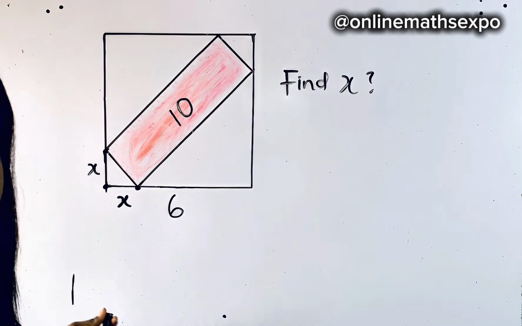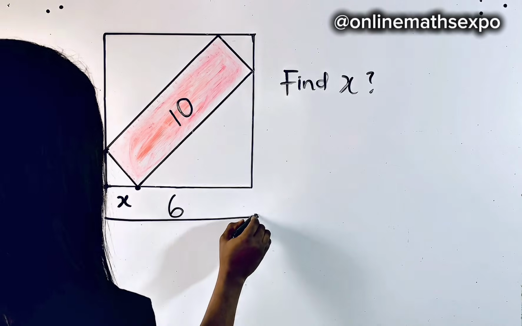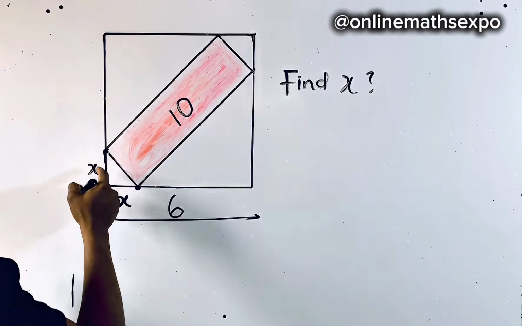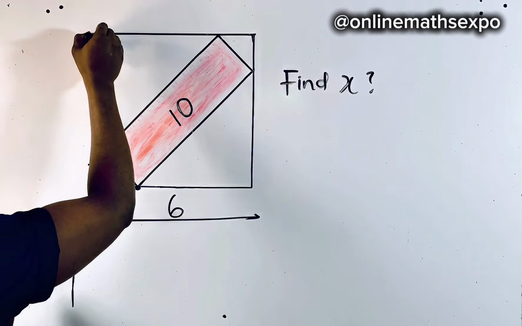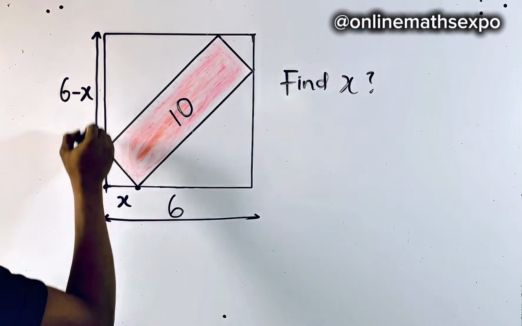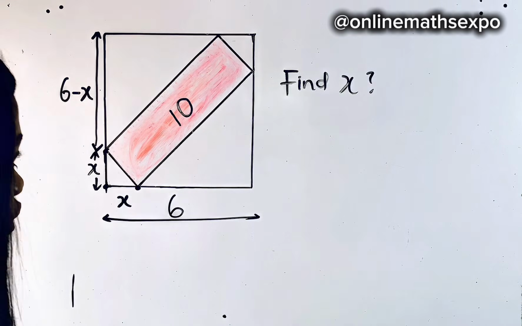Now, what else do we need to know? Remember that the total length of this square is 6 units. And if this is true, if here is already x, the remaining length will be 6 minus x for this to give us x. Now, what else do we need to know?